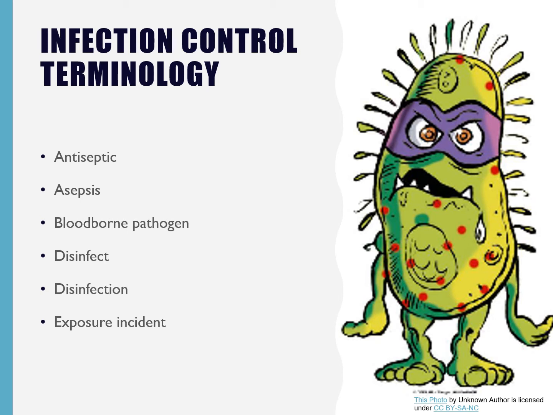Bloodborne pathogens, which are pathogens that are present in your blood that cause disease in humans. Then we have disinfect, which is a chemical or physical procedure to inhibit or destroy pathogens. We'll get into disinfections later, but disinfection does not kill highly resistant bacteria or fungal spores. Then we have disinfection, which is the process or the act of disinfecting. Then we have exposure incident, which is a specific incident that involves contact with blood or other potentially infectious materials that result from procedures performed by the dental professional.